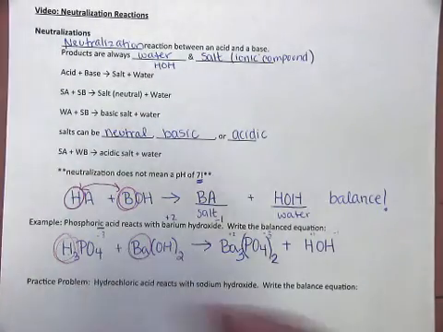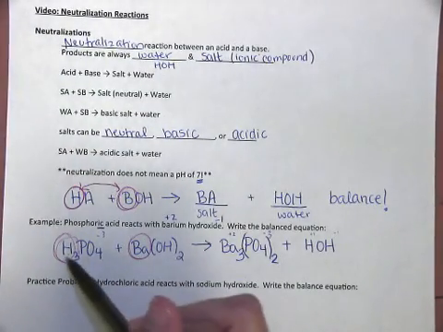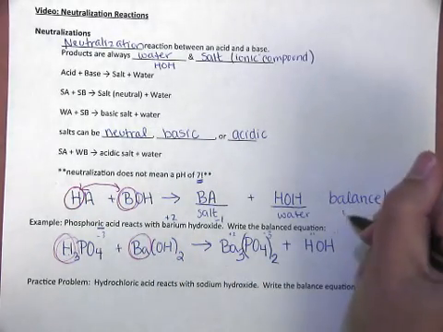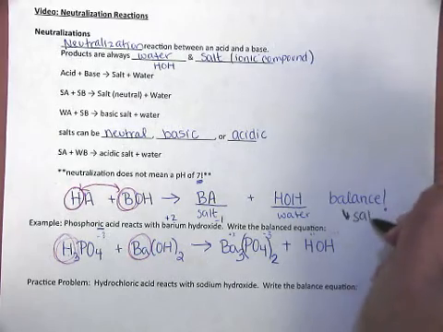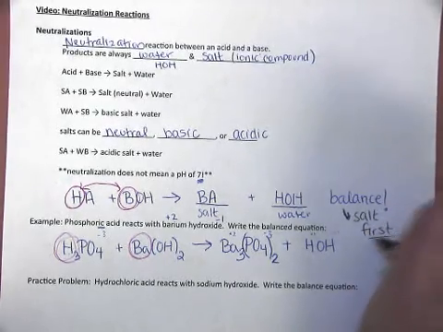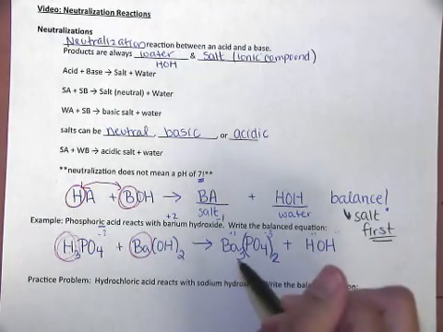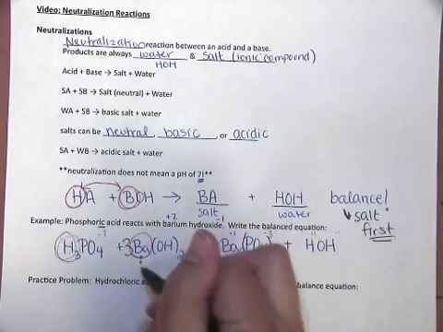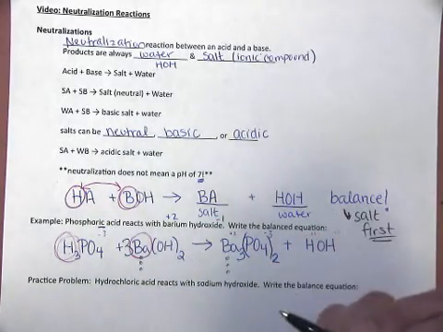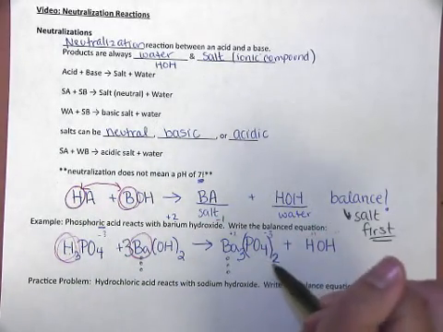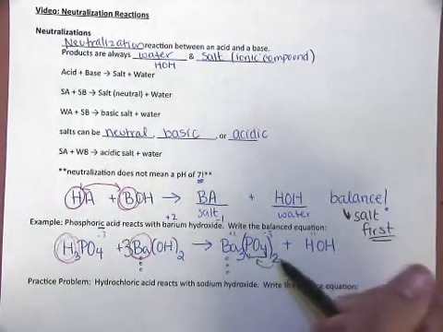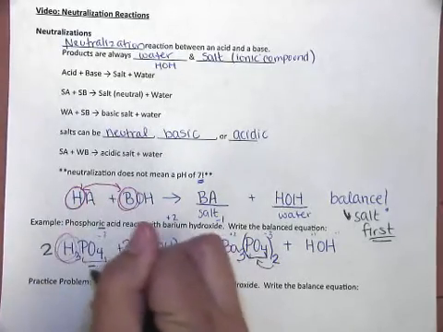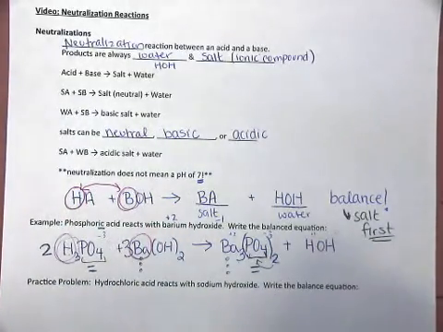Now I need to balance. I like to skip balancing my hydrogens first, and it's easiest if you balance the salt first. So we'll balance salt first, and you'll see why. 3 bariums here, 1 barium here, so I add the 3 in front, so it gives me 3 bariums, 3 bariums. 2 phosphates here, because this applies to the whole bit. 1 phosphate here, so I add a 2 in front, so it gives me 2 phosphates and 2 phosphates.